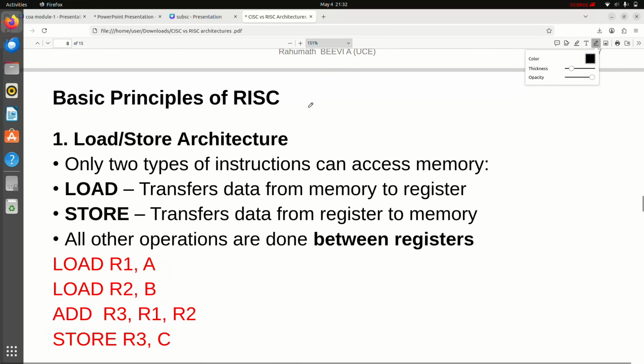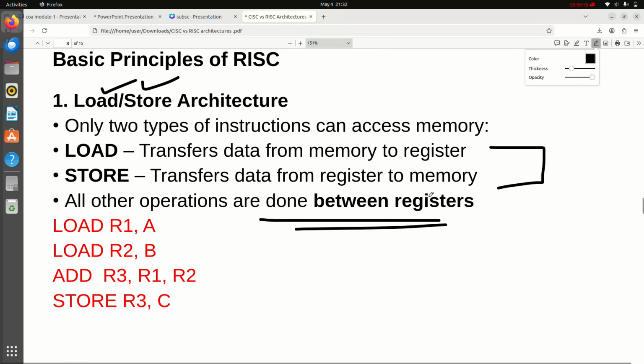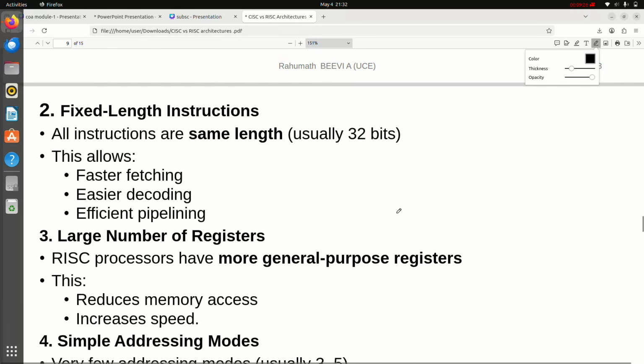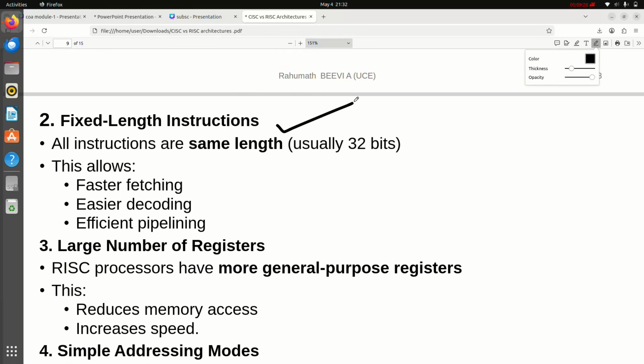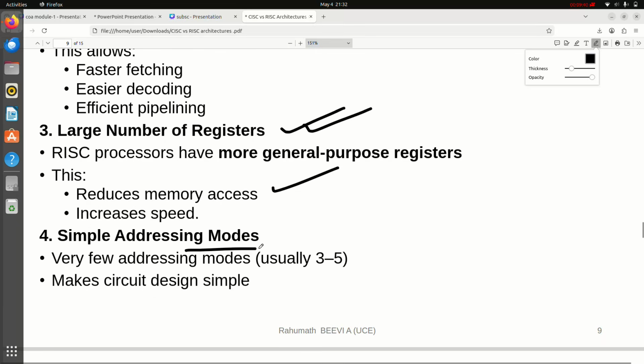The basic principle of RISC is that only load and store access the memory, and all other operations are done between the registers. Whenever operations are done between registers, it becomes fast. Since it has a fixed length, decoding becomes much easier and faster, and execution becomes easier. Pipelining becomes efficient, and a large number of registers helps increase speed and reduce memory access. Only simple addressing modes are there.